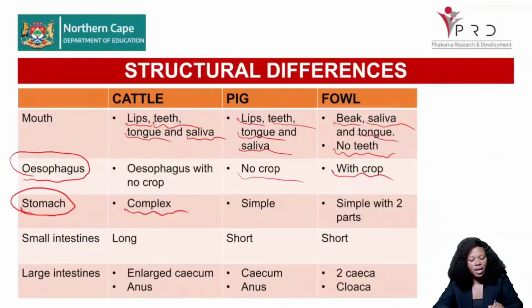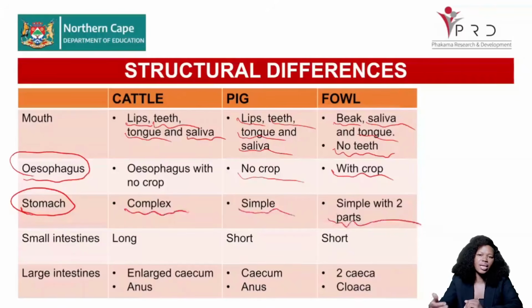right? Cattle has a complex stomach that is divided into 4 chambers. A pig has a simple stomach divided into 3 regions. And then a fowl has a simple stomach as well, but the only difference is that it is divided into 2 parts, the proventriculus and the ventriculus. Right, we move on to the small intestines.